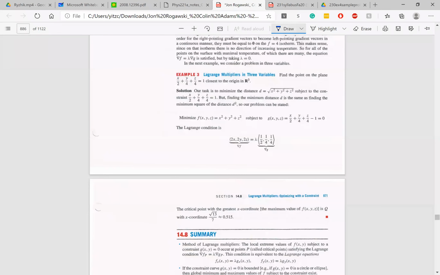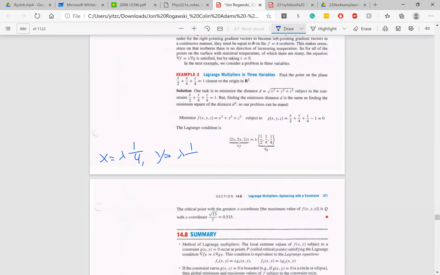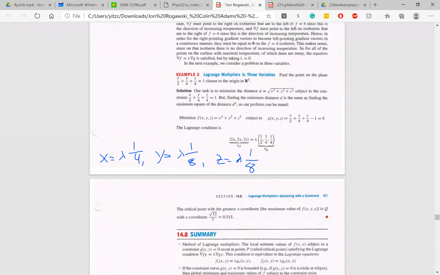So you can, in terms of lambda, say that x is going to be equal to lambda over 1/4, y is going to be equal to lambda over 1/8, and z is equal to lambda over 1/8. So this would be your x, your y, and your z.